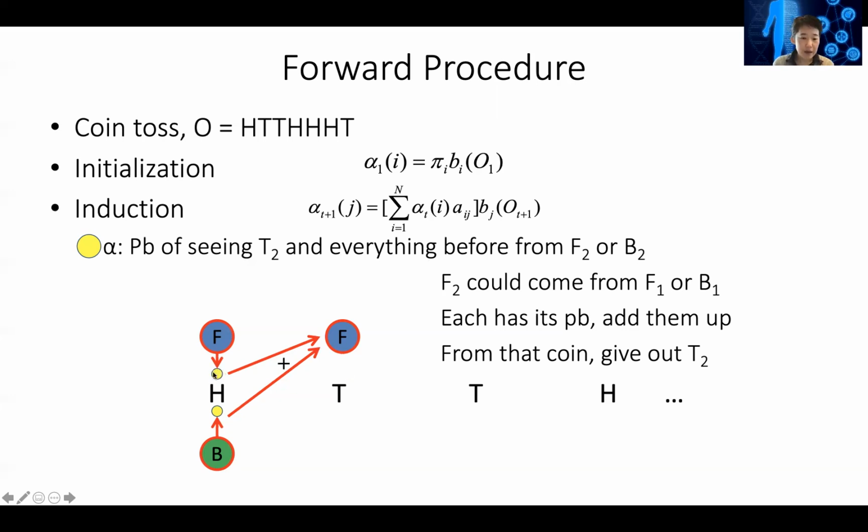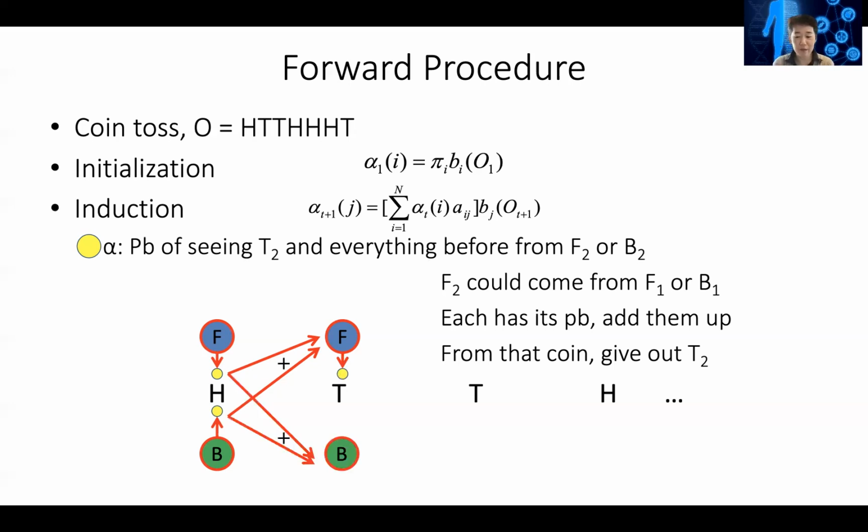In this case, it would be this alpha, this yellow number stored in here, multiplied by the transition probability from a fair coin to a fair coin, plus this probability of previous coin using bias to get this head, multiplied by the transition probability from the bias coin to a fair coin. And so when we sum these together, we know that now we are on the fair coin, but also from here, we need to emit a tail using this fair coin. So we multiply the sum of these two numbers by the emission probability here.